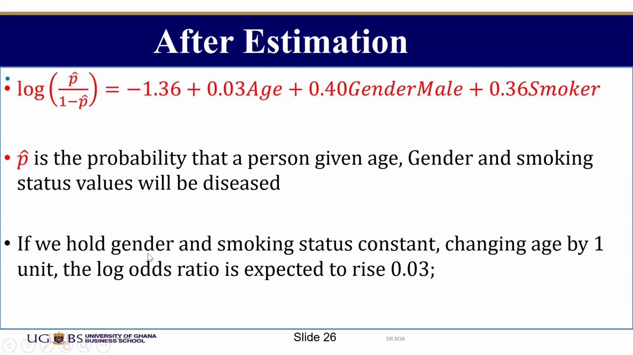If we hold gender constant and smoking status constant, and we just want to interpret age, how do you interpret age? If you hold the male and the smoking status constant, then what we are saying is that if you change age by 1 unit, the log odds ratio is expected to rise by 0.03.